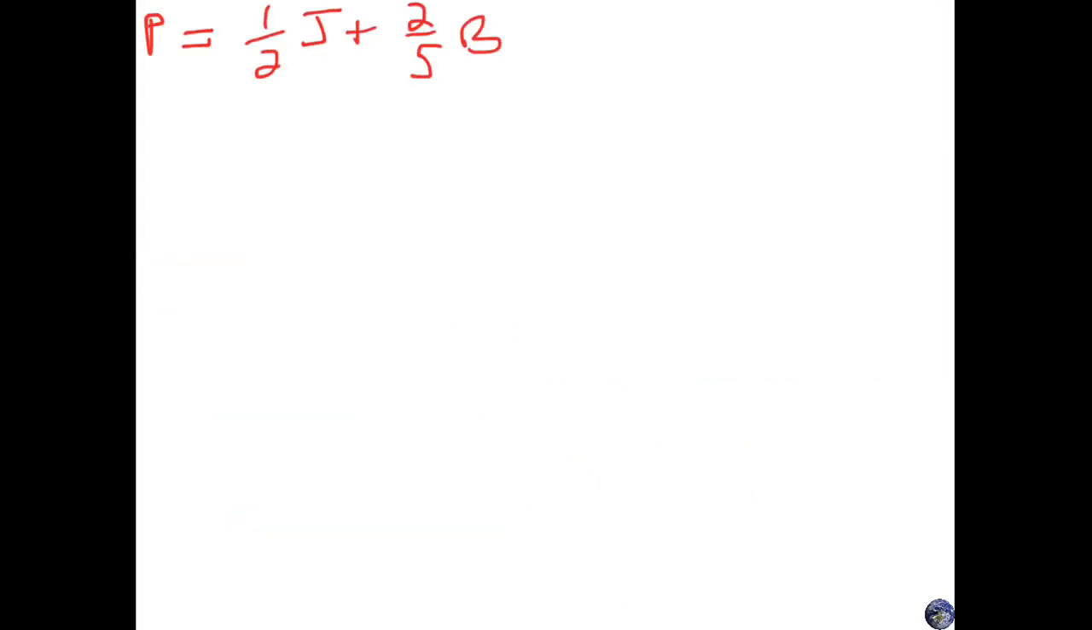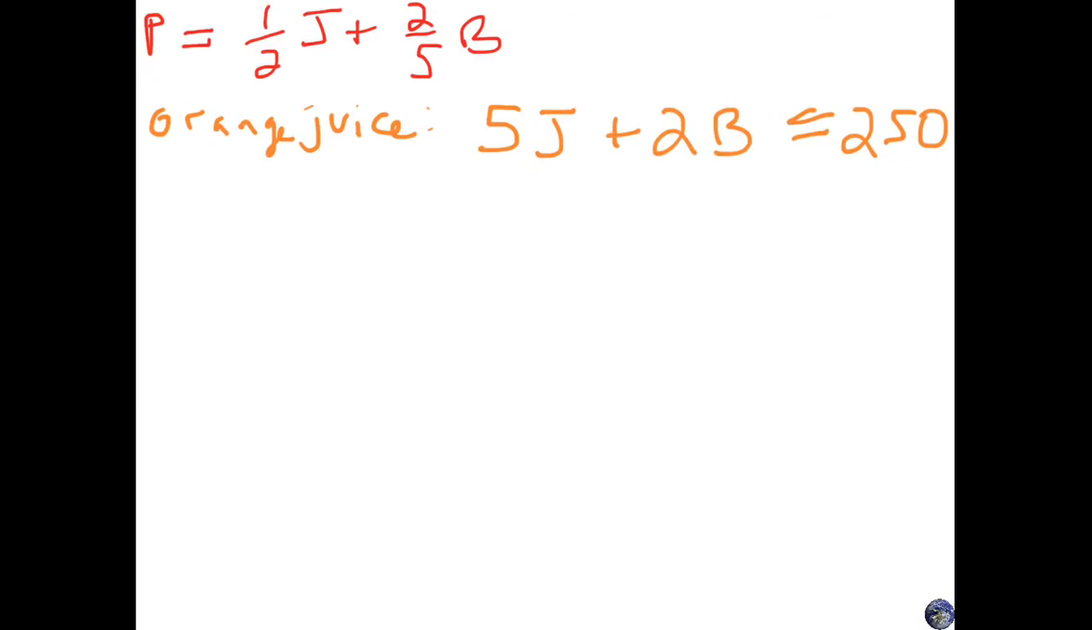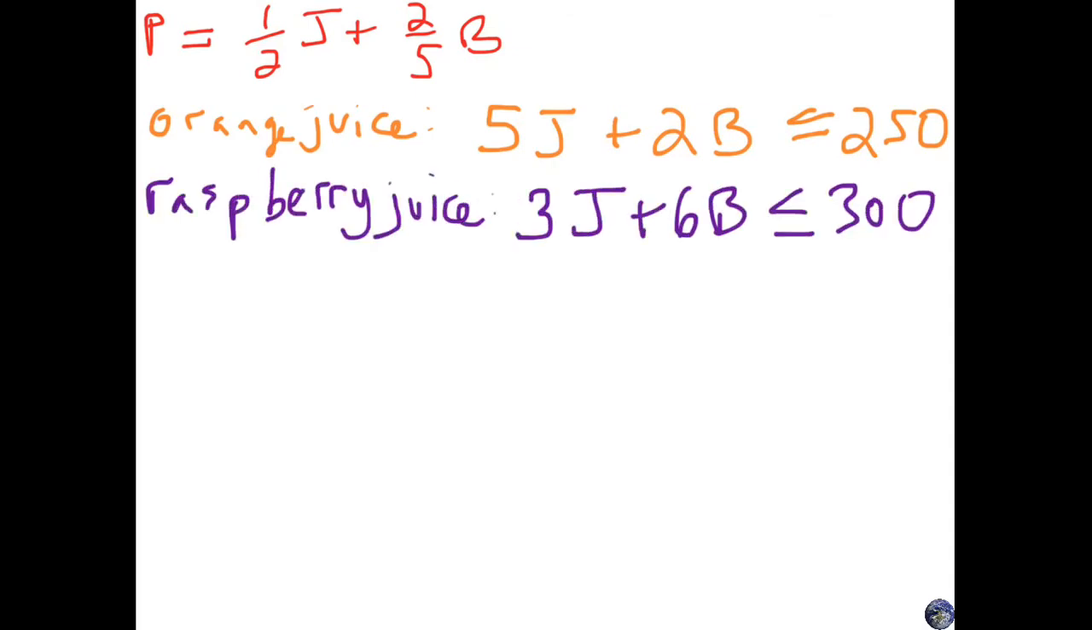I'm just writing up here our objective function so we don't forget, 1/2 J plus 2/5 B. And we've got our orange juice constraint, which I'm going to do in orange, of course. So it's 5J plus 2B is less than or equal to 250. And then we've got our raspberry juice constraint, which of course I will do in purple. So that is 3J plus 6B less than or equal to 300.